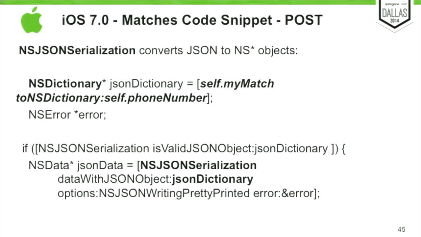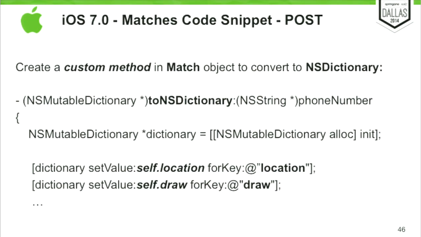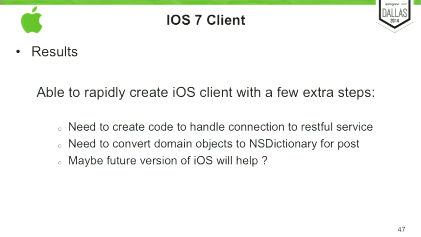And the post is similar, but again, it will convert JSON to NS objects. But since our match object is a custom object, we have to do a little more code just to convert our match object into an NSDictionary. So we create a toNSDictionary method in our match class. Next page. And it's pretty straightforward, right? Just setting the value for location. And then we're done.